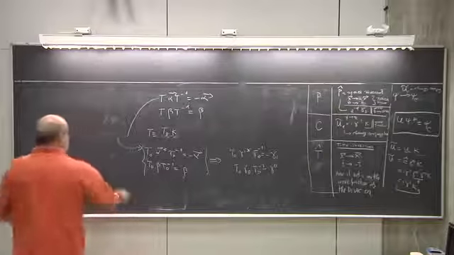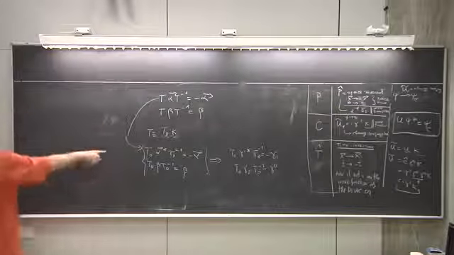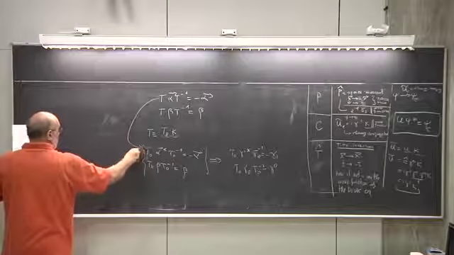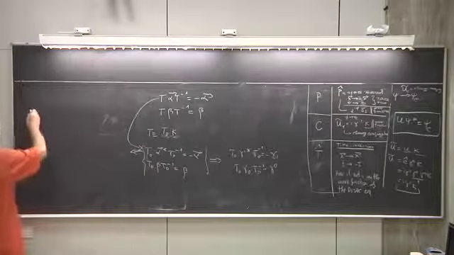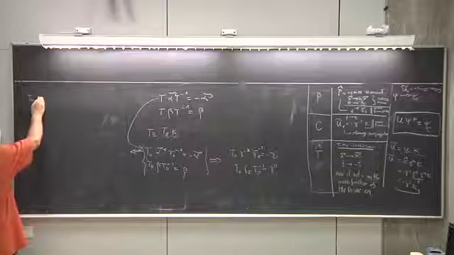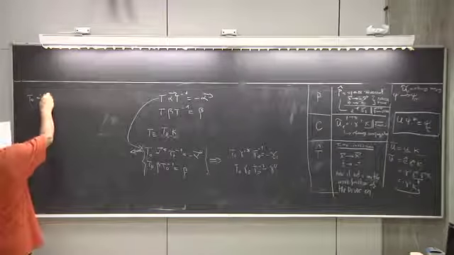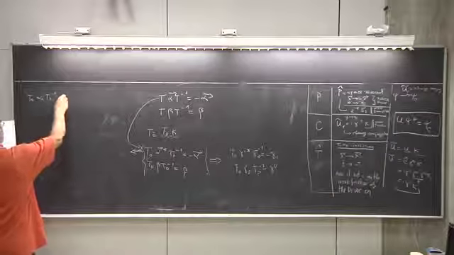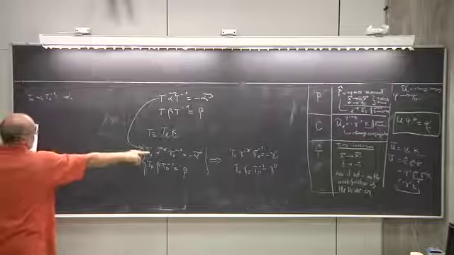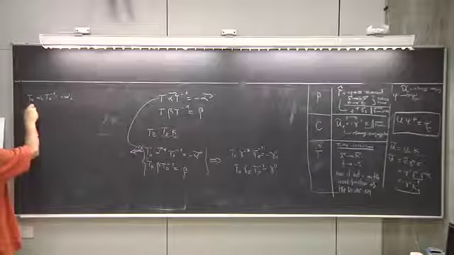I can cancel here, and this one, for example, becomes the following. T0, alpha 1 is real, so alpha 1 star is equal to alpha 1. T0 alpha 1 T0 to the minus 1 equals minus alpha 1. Then I have alpha 2.